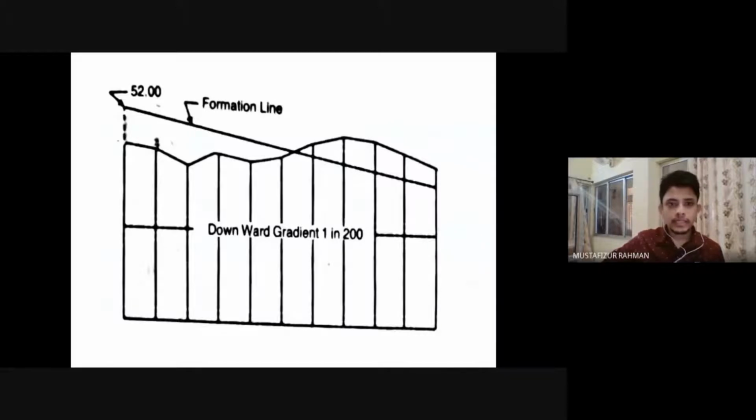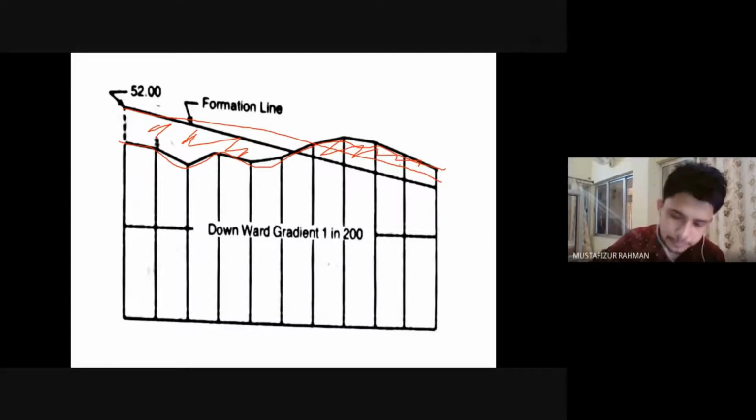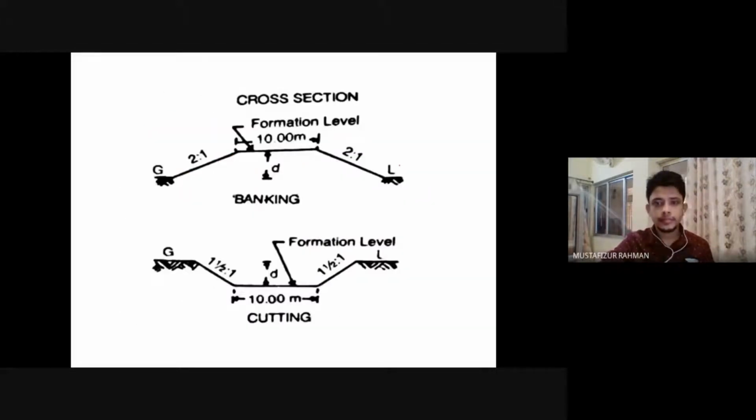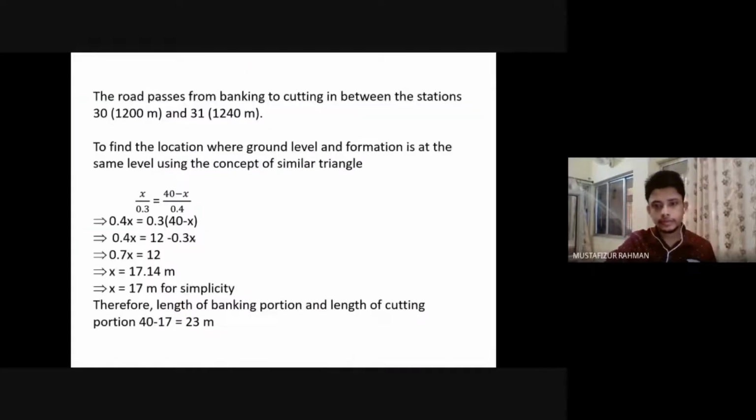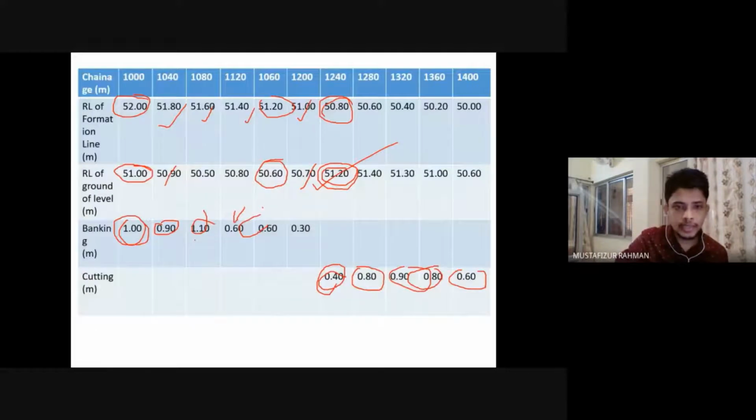So these are the natural RL of the ground, and this is the formation level. At some portion, we have to do some filling work, and at some other portion, we have to do some cutting work. The side slopes are given at different distances for banking, and this is for cutting. Now, we have to find out where we are having this banking and cutting.